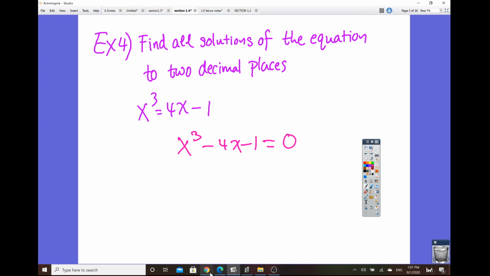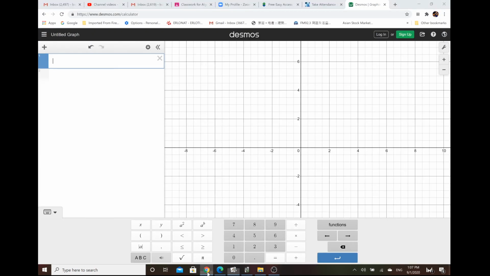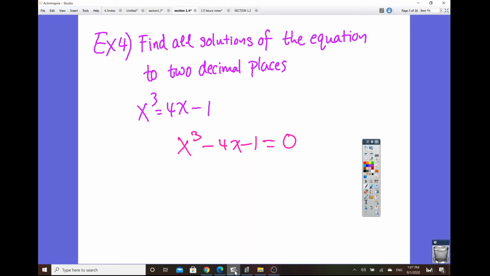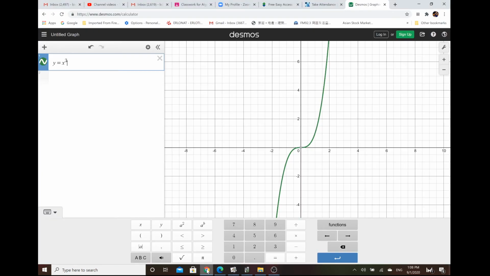So let me show the way to do that on Desmos first, because it's much easier. So y equals x to the power of 3, minus 4x minus 1. Okay, right arrow. Okay, let's see what else. The one that we converted to: minus 4x minus 1.